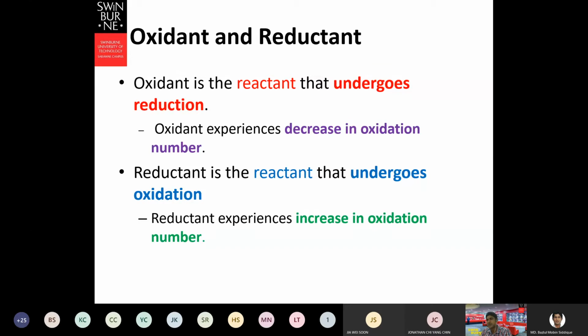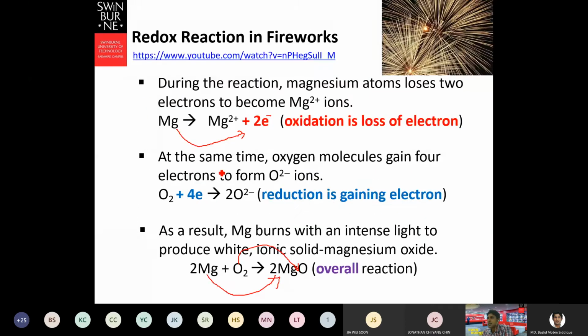We will be talking about oxidant and reductant. An oxidant is the compound or species that is undergoing reduction or causing oxidation to others. Although it is an oxidant, it itself undergoes reduction. Here, for magnesium, oxidation is happening, but it is a reductant.